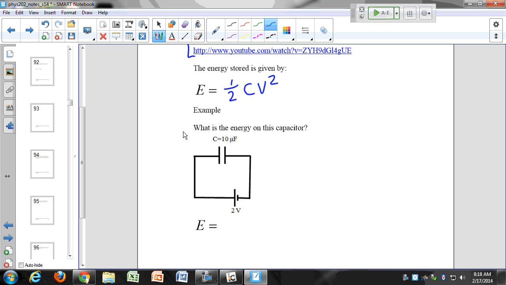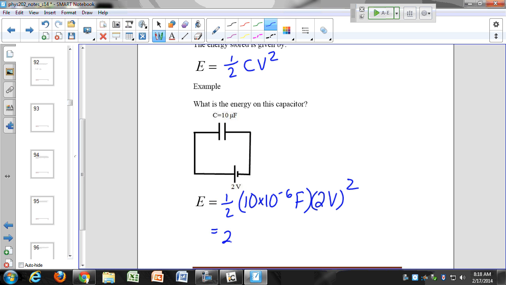So here, if we want to know the energy stored on this capacitor, we would have 1/2 times the capacitance. Notice that I have to convert it all to SI units because my energy is in joules and everything has to be in proper SI units. So 1/2 of 10 microfarads times 2 volts squared, and that's going to be 20 microjoules. If you had a bunch of capacitors, you would just bring it down to that one capacitor.